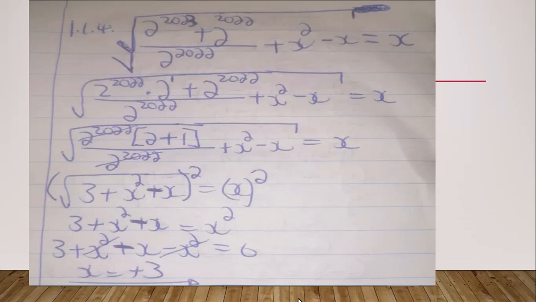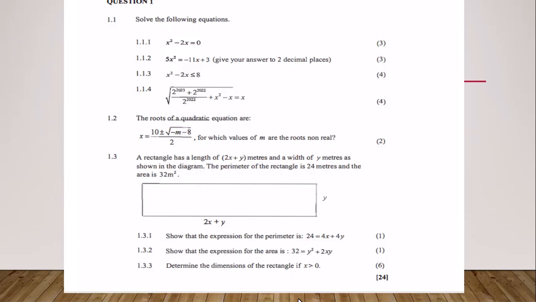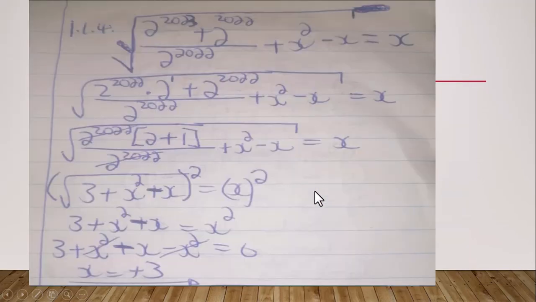And then we came across 1.1.4. Let me just show you what this problem is. Here it is, 2 to the exponent of 2023, 2022, plus x squared minus x equals x. And remember, this all is inside of the square root. So what I did there was to write first the problem that was provided to me. There it is.